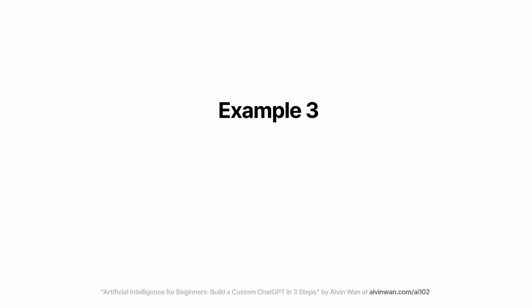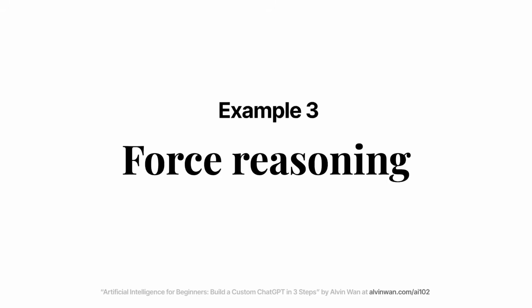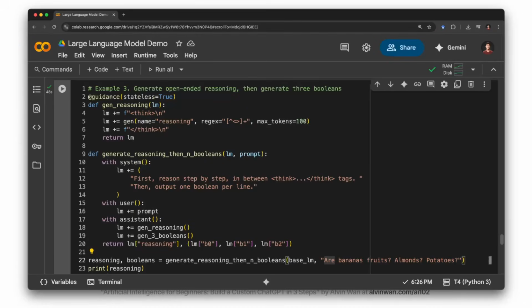For our third example, we will force the model to reason step by step. For this step, we'll prompt the model to reason first, then force the model to output text between think tags. You can choose whatever format you want for thinking. This is just the format I chose. Like before, the prompt is to check whether bananas, almonds, and potatoes are fruits.